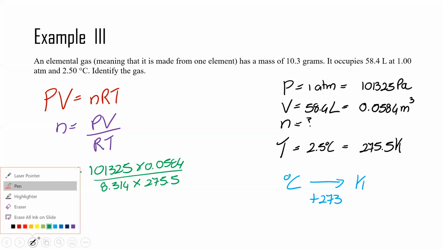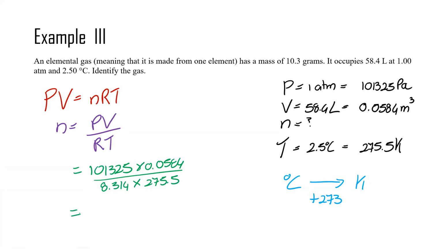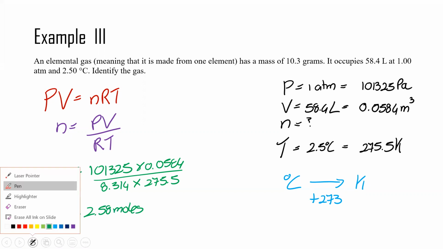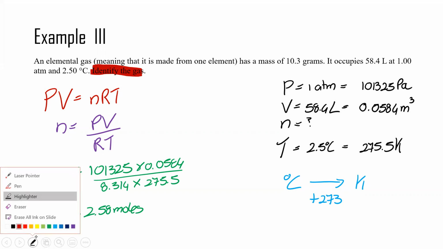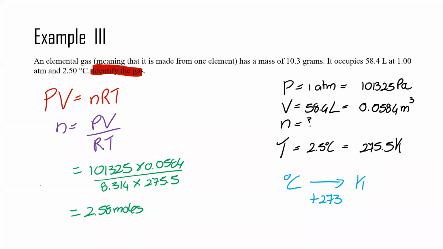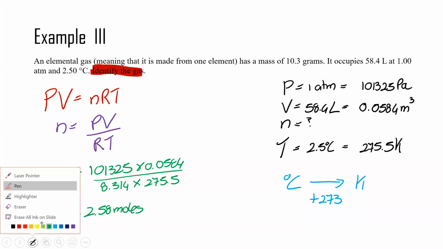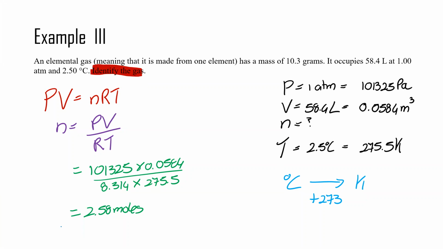And the number of moles in this case is going to be 2.58 moles. The question is to identify the gas. And in order to be able to identify the gas, what we would need to do is to first start by finding the mass of 1 mole of this gas.